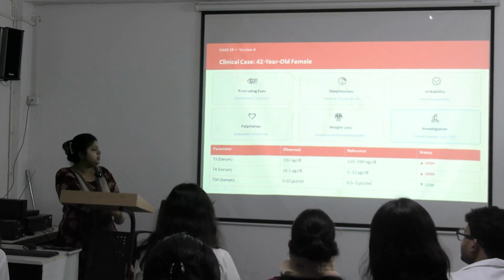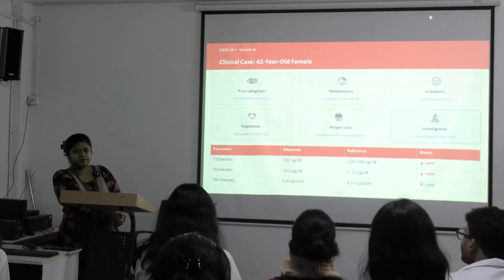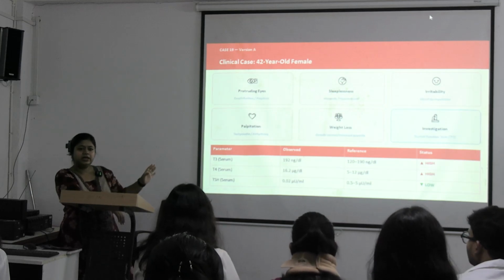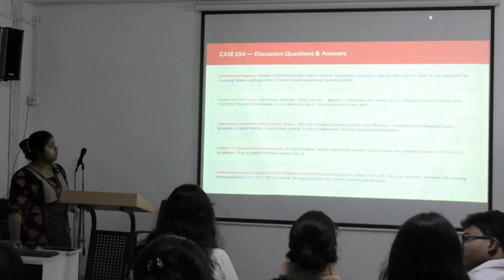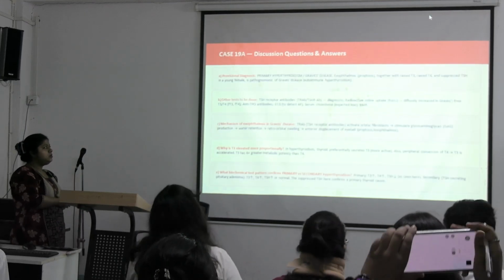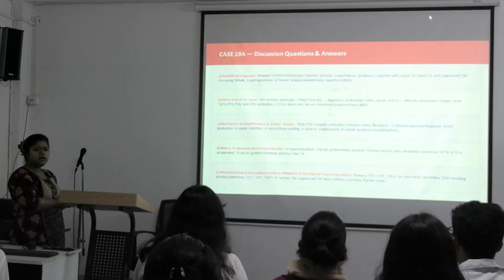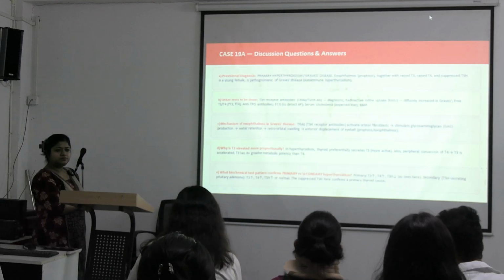So here we can see T3 is high, T4 is high, whereas TSH is very low. Okay, so it is confirmed that she is having a primary kind of hyperthyroidism, right? Okay, now provisional diagnosis, and what are the causes of primary hyperthyroidism? You know the symptoms by now. What are the causes?